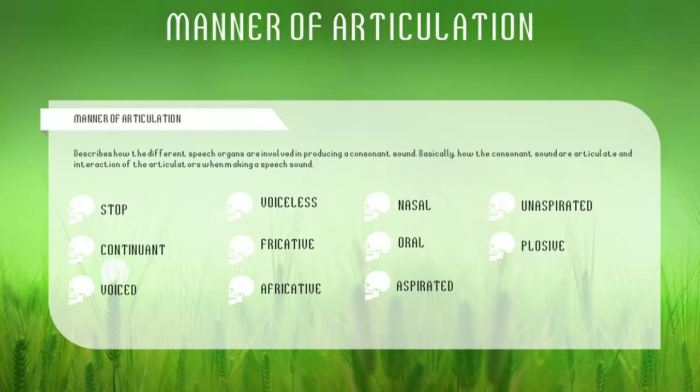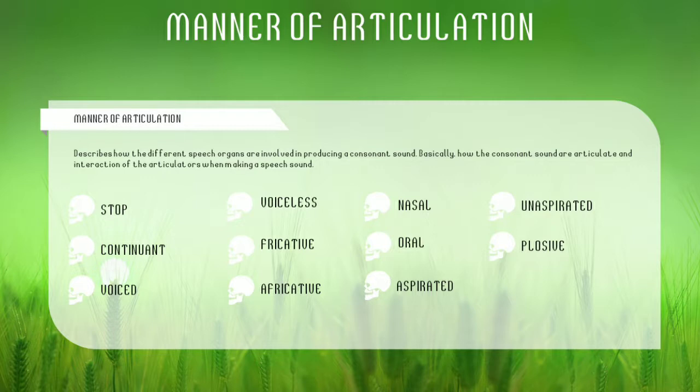Before we explain it, I would like to tell you about the place of articulation. The place of articulation is the place in the mouth where the sound is produced, or where there is the most contact or near contact of articulators. For example, labial, bilabial, labiodental, dental, and something like that. And we have discussed it last week.